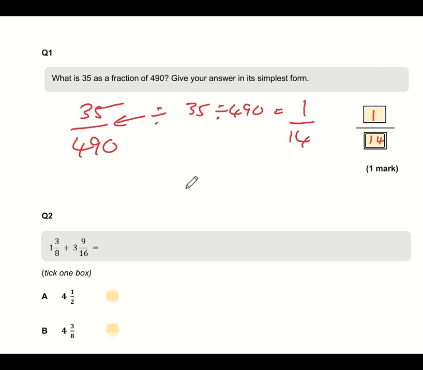Alternatively, what you could do is you could spot that these are both multiples of 5. If you divide the top by 5, you get 7. 490 divided by 5 is 98. Now the only thing you can divide 7 by is 7. 7 divided by 7 is 1. Can you divide 98 by 7? Yes, you can, and the answer is 14, so 1/14.